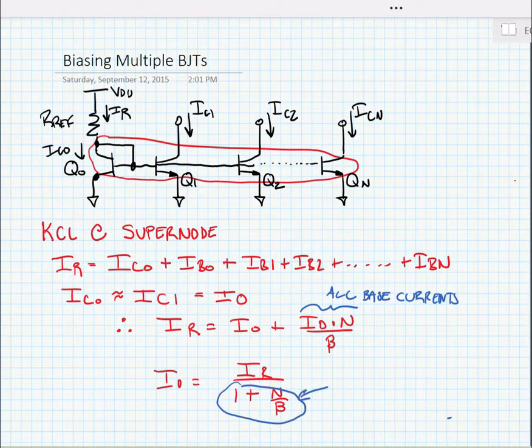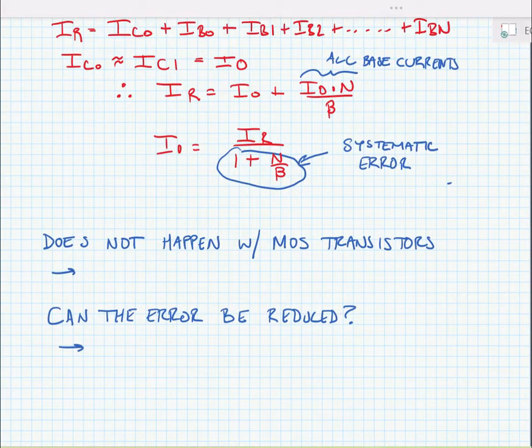Now, we call this term in the denominator a systematic error. This systematic error is happening because the transistors have finite beta. In other words, there is always some base current flowing into devices. If beta is very large, then the error is very small. But if beta isn't very large, then the error grows. And you can also see that the more transistors that you connect to the reference generator results in bigger error.